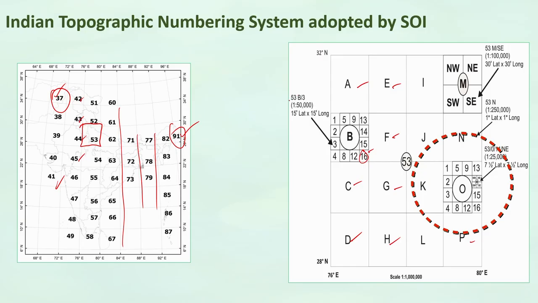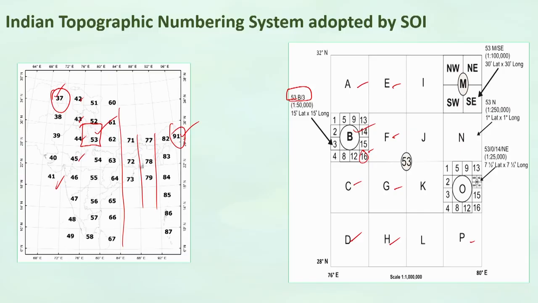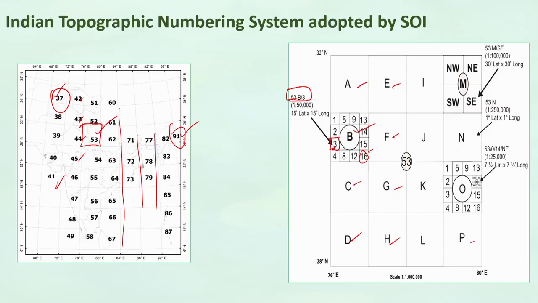So, suppose your topographic number is 53 B3. It means in the 53rd grid the small subdivision box is B, and that small subdivision grid is divided into 16, and in that the third grid is the coverage area. The area covered by that grid is shown as a map. That is the meaning of the topo sheet number that I wanted to convey to you.